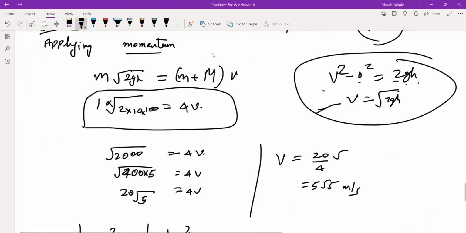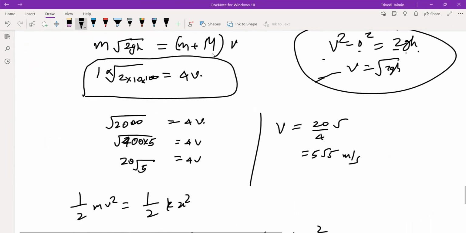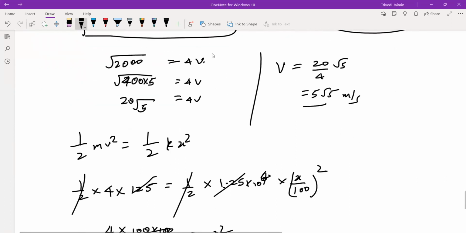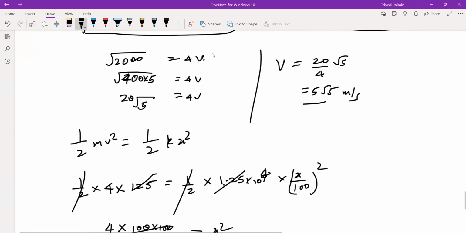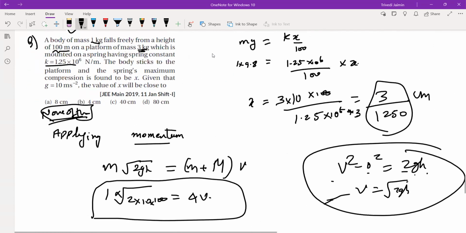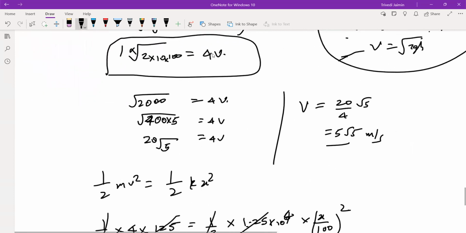Then with this we found V. V is under root 20 by 4 under root 5, which is 5 root 5. So that is what we are doing here. And we are just equating with maximum velocity. That is kinetic energy. We're just finding with kinetic energy. So finally we are getting what? X equals to 2, which is not an option. Our calculation is correct, so it might be the option is wrong.